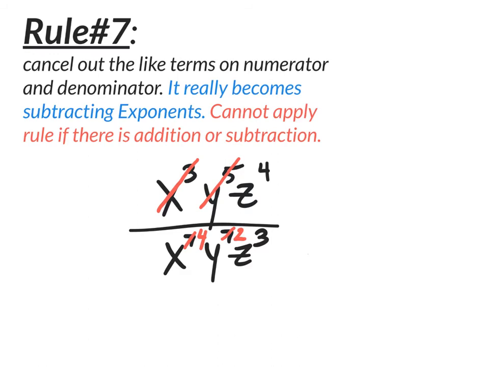Right? But anyways, it's this easy. Think about how many you have on top, how many you have on the bottom, cancel it out, and see how many are left over and where they're left over. Okay? So they are left over on the bottom. It's y squared down there.